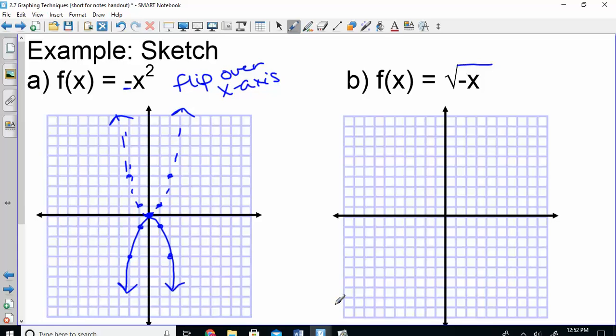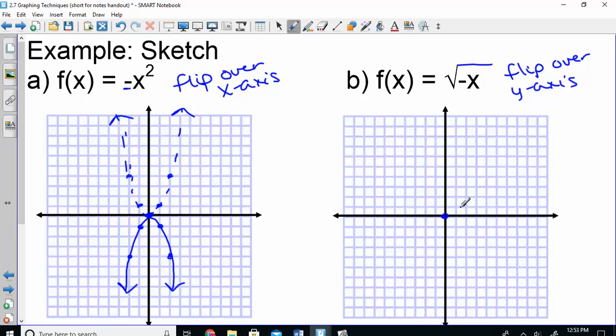B. How is this one different? So my parent function is different, but you see, do you guys see the difference between inside and outside? I keep saying that, but this is outside because that negative isn't being squared. Here, this negative is inside because it's under the square root sign. So inside changes x. It's making our x's negative, which flips it over the y-axis.